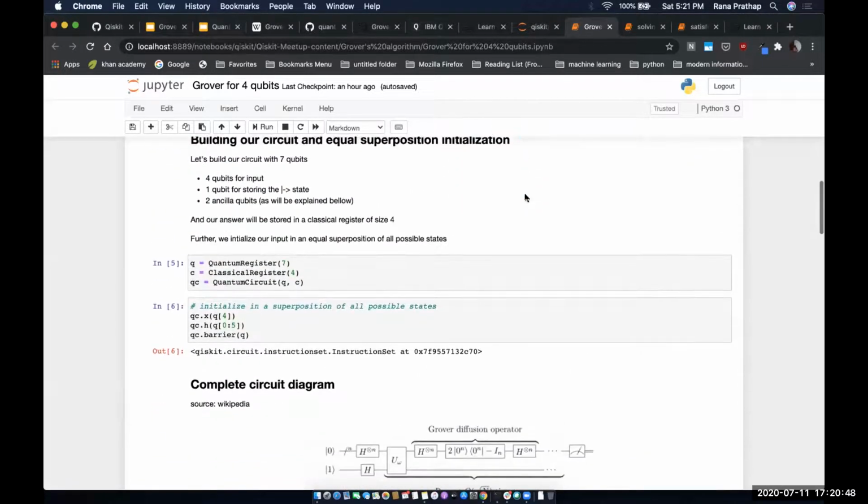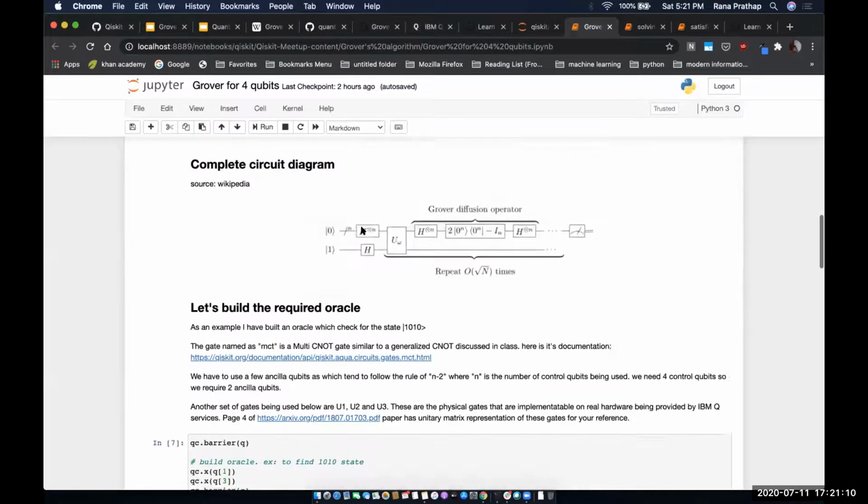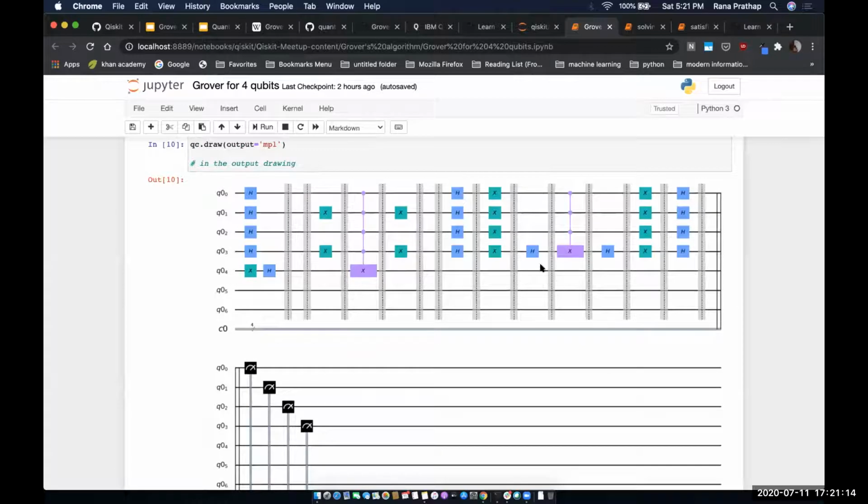Okay, so there is one important thing that looks like a lot of people are thinking about, that is the ancilla qubits. If you look at this, I've explained what the ancilla qubits are and how many qubits I'm using for input and why. The reason why we have 2 ancilla qubits is because, if you remember, during the circuit there was this specific multi C naught gate, right?